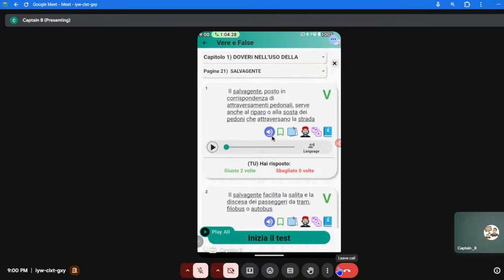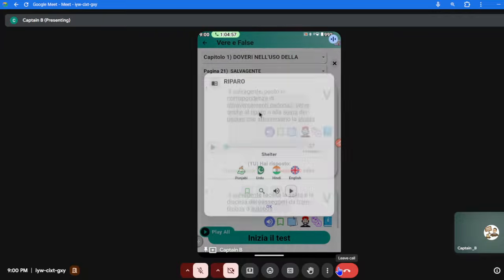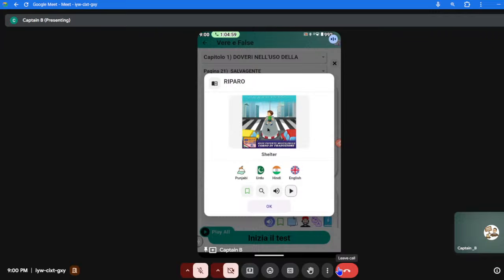Il salvagente, posto in corrispondenza di attraversamenti pedonali, serve anche al riparo o alla sosta dei pedoni che attraversano la strada. Okay, like this.